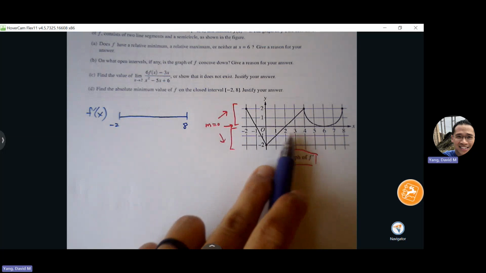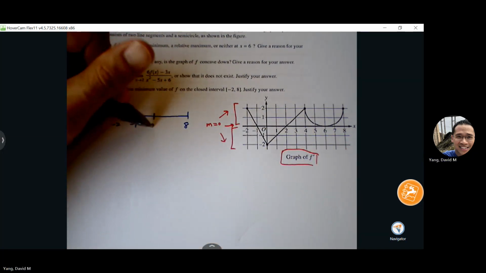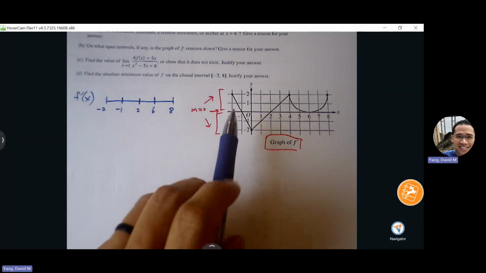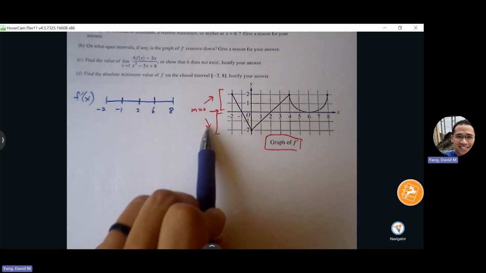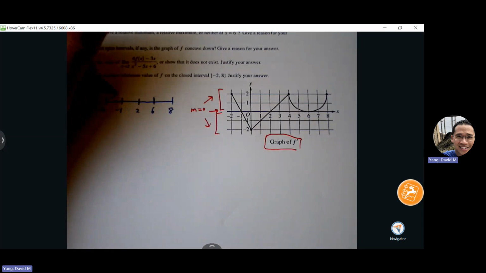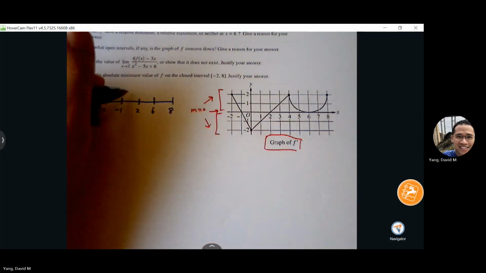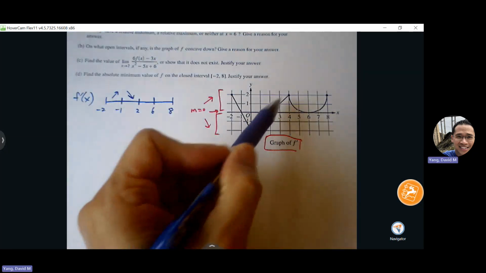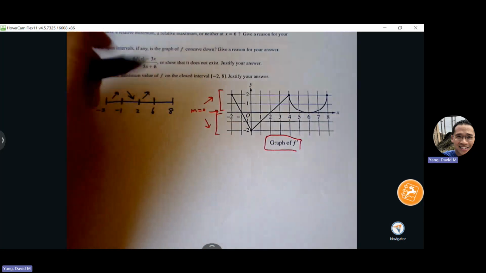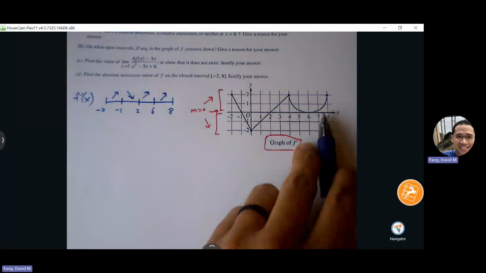X-intercepts -1, 2, and 6. I'm just going to look at where the graph is located, whether it's above or below the x-axis. So we're starting above the x-axis, positive slope. Between -1 and 2, below the x-axis, negative slope. Between 2 and 6, above the x-axis, positive slope. And then between 6 and 8, also positive slope, or above the x-axis.